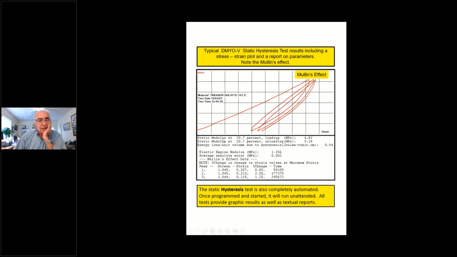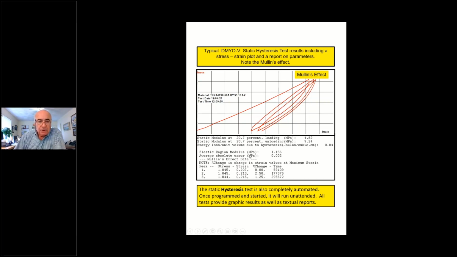And in our report, as you can see below, at 20.7%, we do take a measurement of static modulus on the loading side, which is 4.882, and loading side is this side, and the unloading is along this line here. We do also report unloading static modulus at 9.24, almost twice. And energy loss per unit volume is also reported.